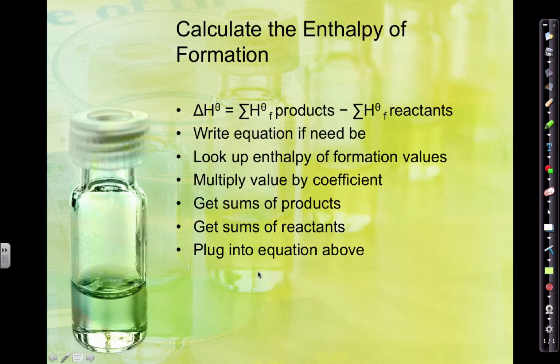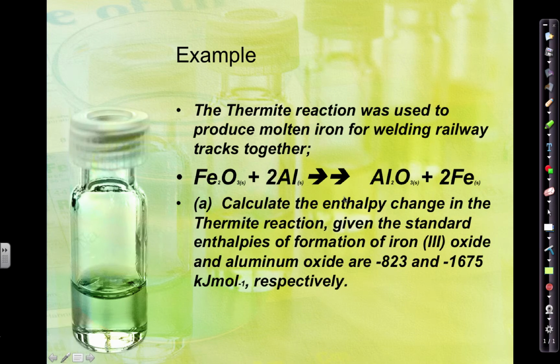All right, so let's look at an example where we will do this. Okay, so we have thermite. Thermite being burned produces aluminum oxide and iron. Or this is the thermite reaction with this and this. So we want to calculate the enthalpy change of this entire reaction given the standard enthalpies of formation for this and for this are -800 and -1600 kilojoules per mole.